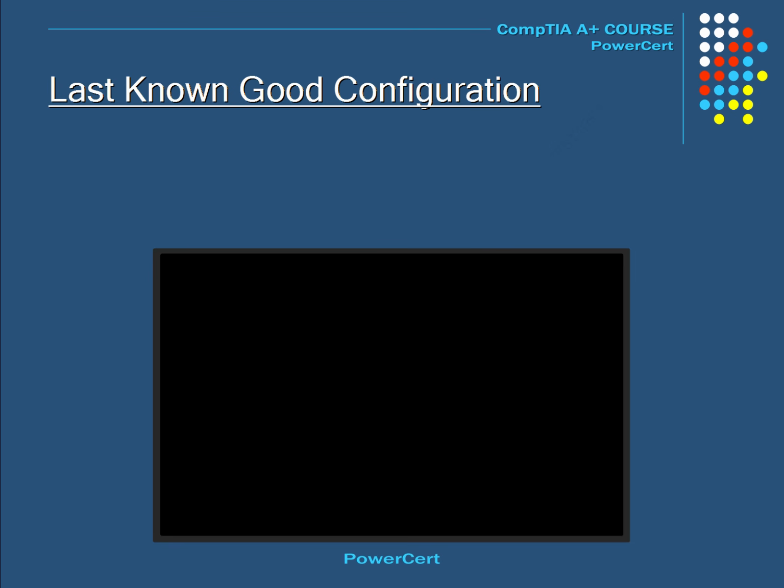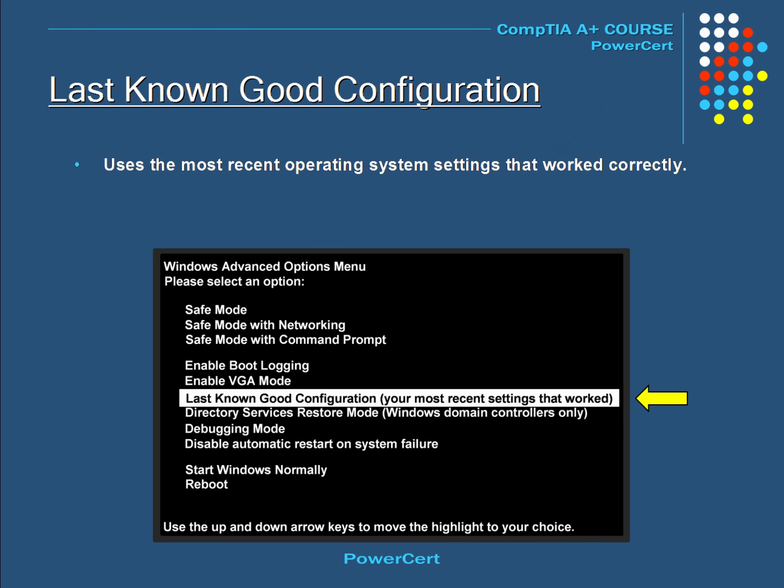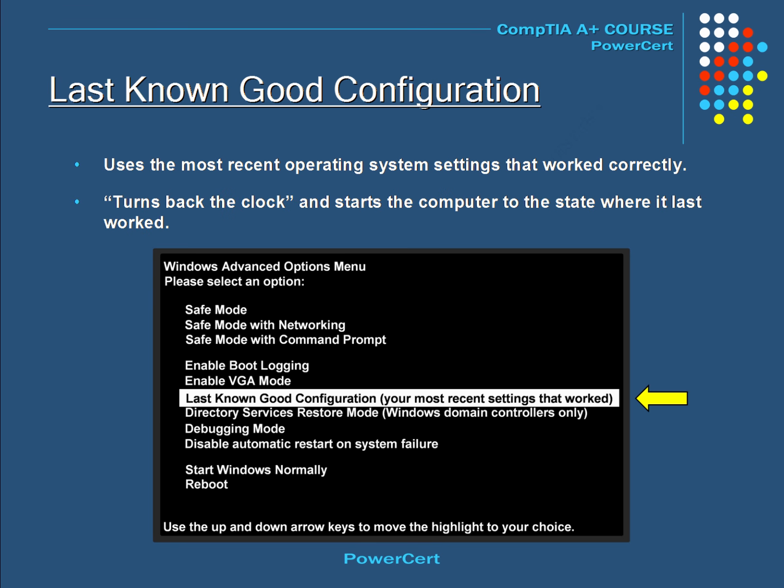If you are having trouble starting the operating system, there is another option in the Advanced Options menu that is called the Last Known Good Configuration. And this option uses the most recent operating system settings that worked correctly. Every single time you shut down your computer and Windows shuts down correctly, Windows will save those settings in the registry. So in the future, if you are ever having a problem where the computer won't start because of a recent change to the operating system, like a bad driver or setting, you can select the last known good configuration to turn back the clock and start the computer to the state where it last worked.